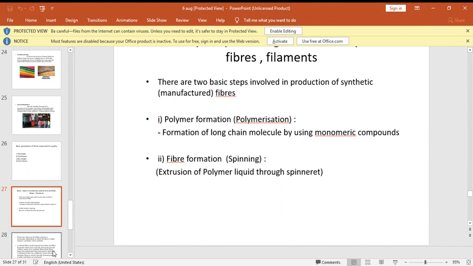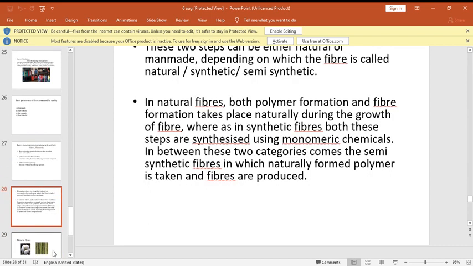And what are the basic processes in producing natural and synthetic fibers? There are two basic steps involved in production of synthetic or manufactured fibers. First one is polymer formation, that is formation of long chain molecules by using monomeric compounds, and fiber formation is spinning, the extrusion of polymer liquid through a spinneret. Here you can see the pictures of how man-made fibers are obtained.